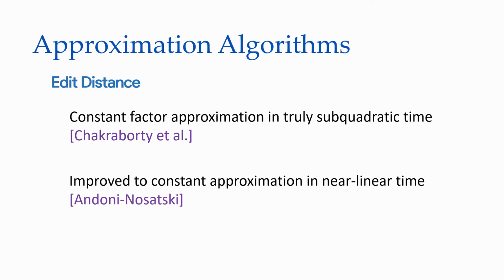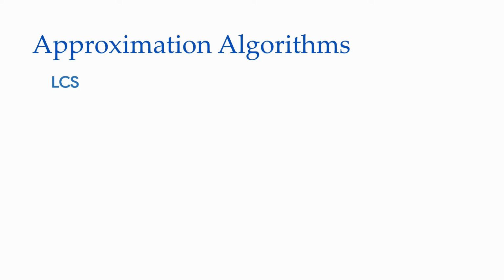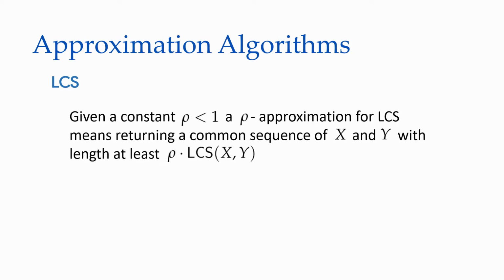That's the situation for edit distance, but in comparison, our understanding of constant factor approximation for computing the LCS is far more limited. In fact, we only know how to get constant approximations at all when the input strings come from an alphabet of fixed size. So here, given a parameter rho, we say a rho approximation for LCS involves returning a common subsequence of two input strings, such that the length of this subsequence is at least a rho fraction of the true LCS. So in other words, we want to return a common subsequence which is no more than a constant factor away from the true maximum length we could find.